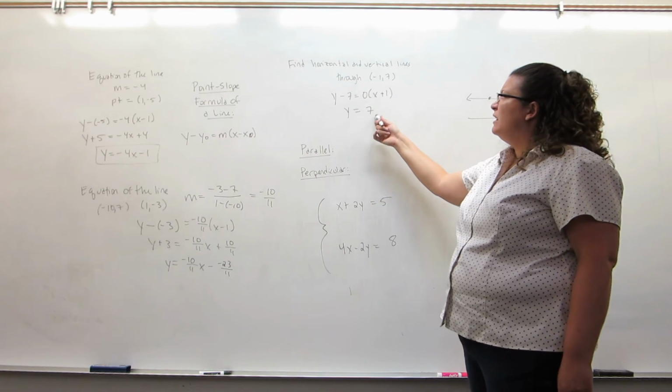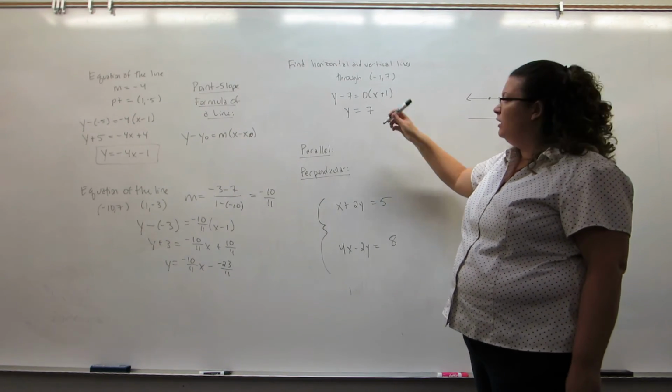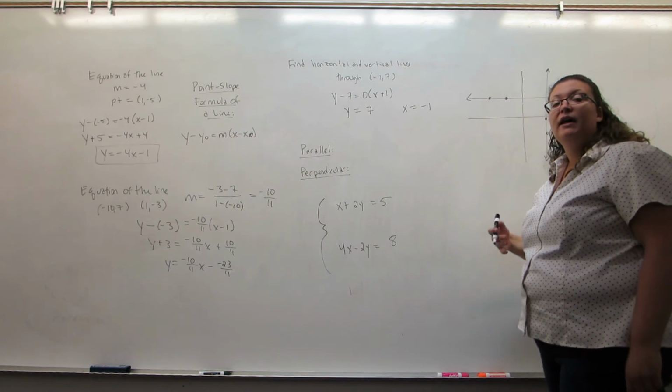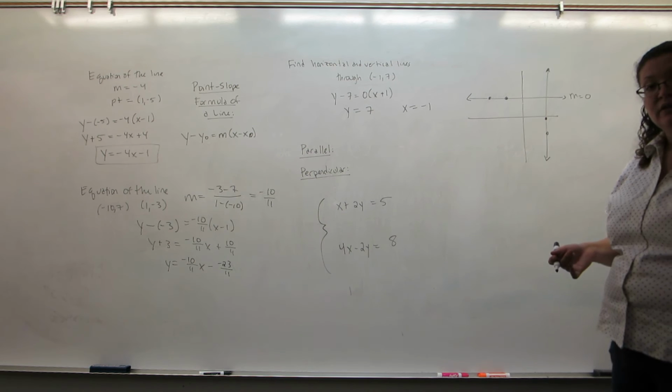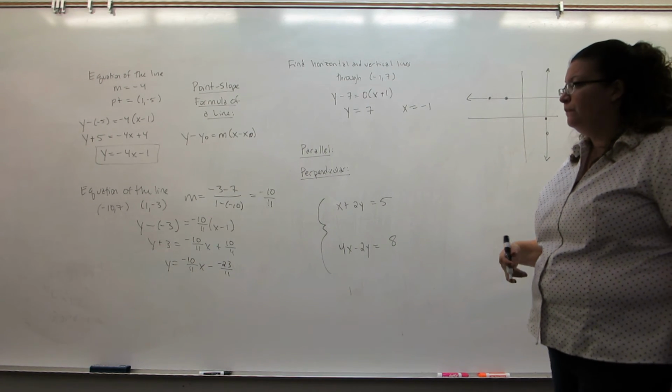Instead, we notice that since the horizontal line was y = the y coordinate, it makes sense that the vertical line is going to be x = the x coordinate. And it is the only kind of line with a radically different looking equation.